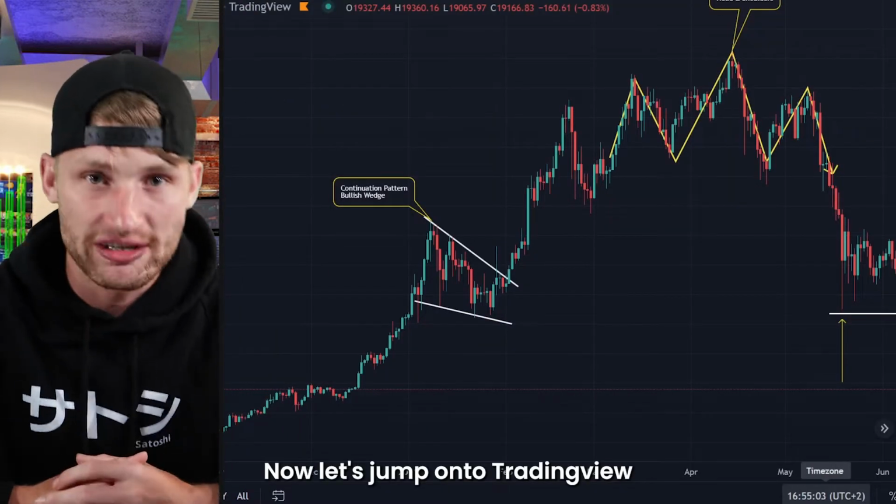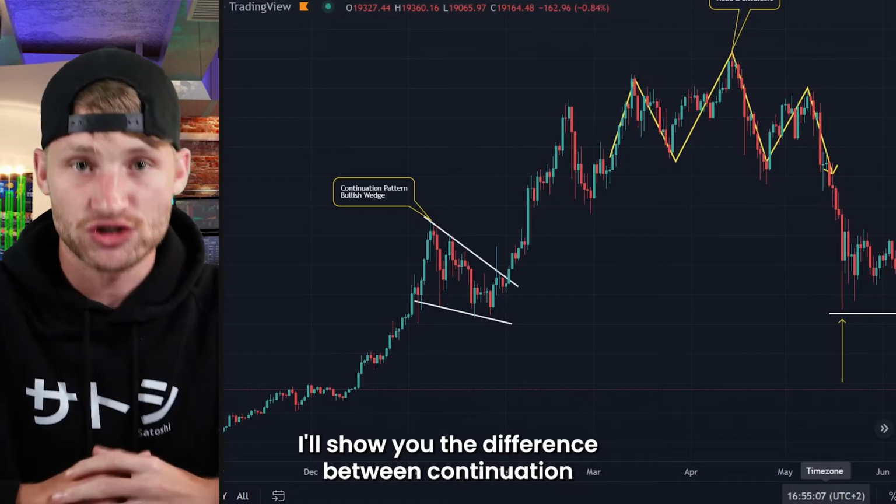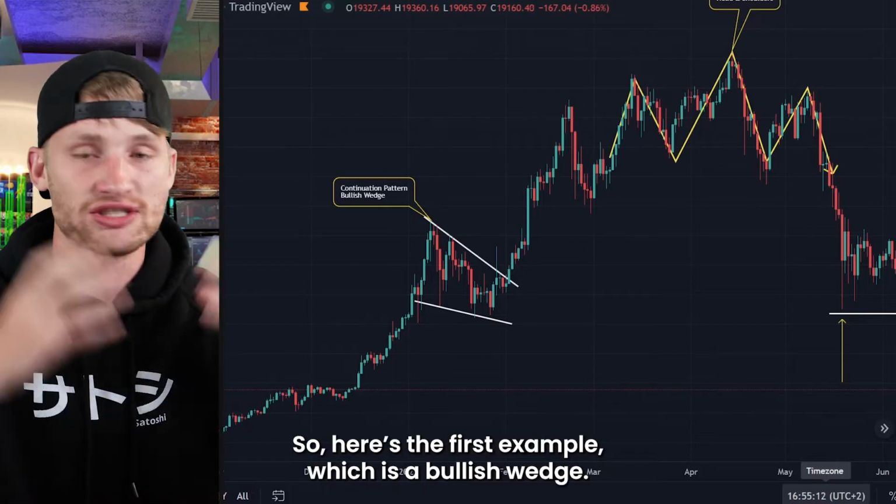Now let's jump onto TradingView and let me show you how these patterns actually look on the chart. I'll show you the difference between continuation and the difference between reversal patterns. So here's the first example, which is a bullish wedge.